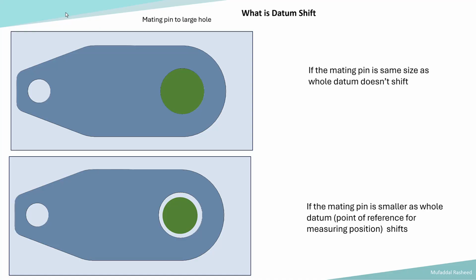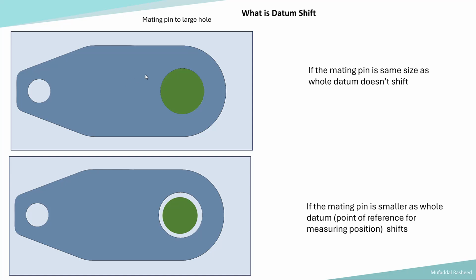We can visualize this datum shift using this example over here of this part being inspected. So this part is being rested on a datum feature simulator, which is this surface. This is the datum feature simulator for datum feature A, and then there is a pin, the green color pin, which is being inserted. That mating pin is inserted into the large hole, which basically locates this part. So if the mating pin is the same size as the size of the hole, then the part cannot move around, does not have play, does not shift. It is stationary in terms of location.